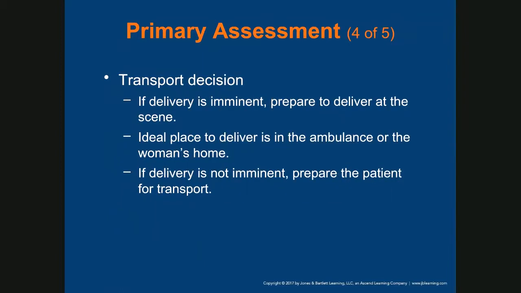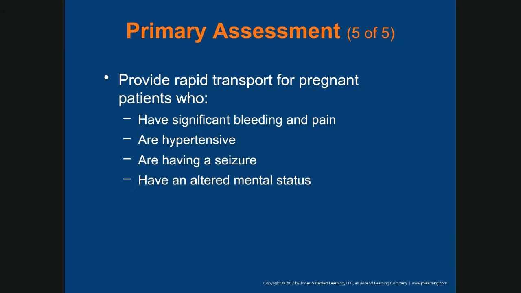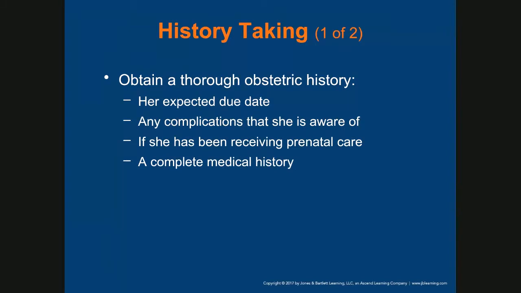Transport decision. If delivery is imminent, prepare to deliver at the scene. Ideal place to deliver is in the ambulance or the woman's home. If delivery is not imminent, prepare the patient for transport. Provide rapid transport for pregnant patients who have hypertension, right? And remember, once they're hypertensive, they're at risk for seizures, right? Eclampsia. Also those who have altered mental status, or bleeding with significant pain. They require rapid transport. After we have completed the primary, the next phase of our assessment is history taking.